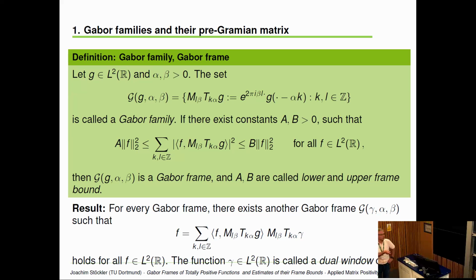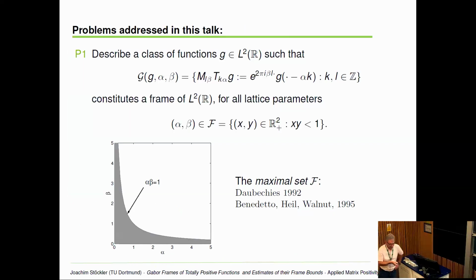And one of the issues in our work is also to find concrete or explicit forms for these dual windows gamma. We saw one specific dual window gamma, which was called the canonical dual during this talk, I think by Marcus, but I will talk about more general dual windows during my talk as well. So what are the problems that I'm interested in?